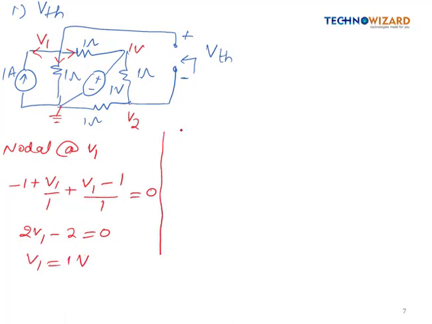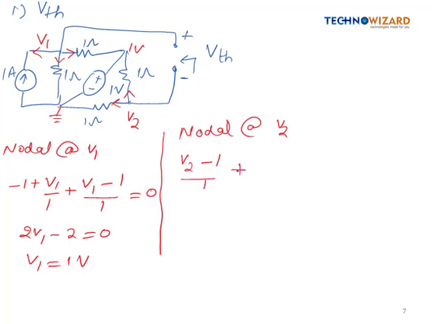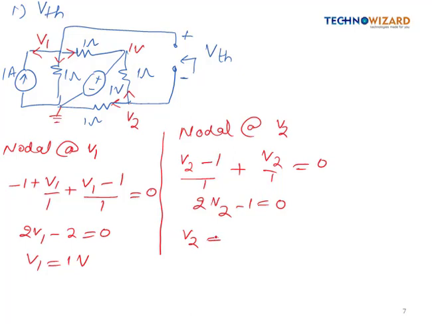Now next apply nodal at V2. Here mark the current in the outward direction like this. So it will be V2 minus 1 by 1 plus V2 by 1 is equal to 0. So it will be 2V2 minus 1 is equal to 0. So V2 value is coming as 1 by 2, which is 0.5 volt.